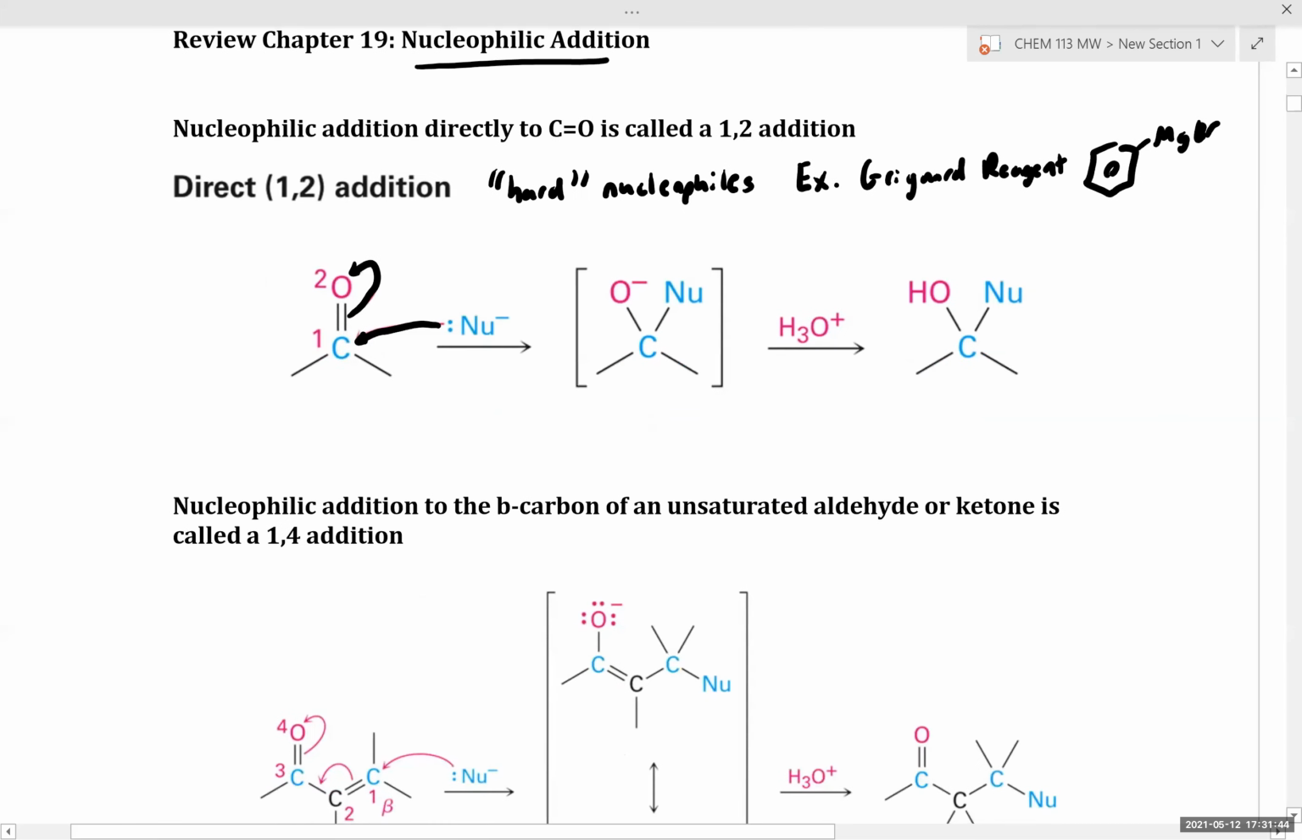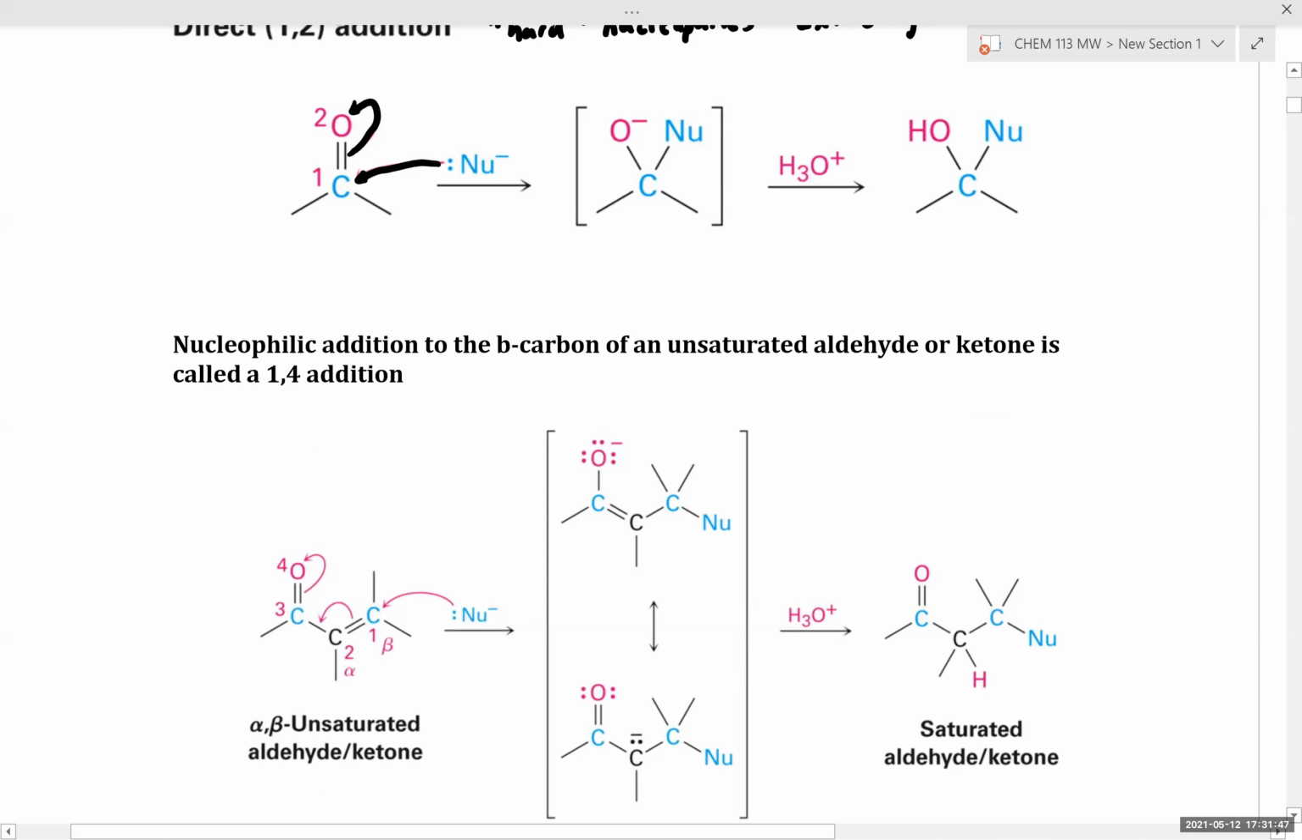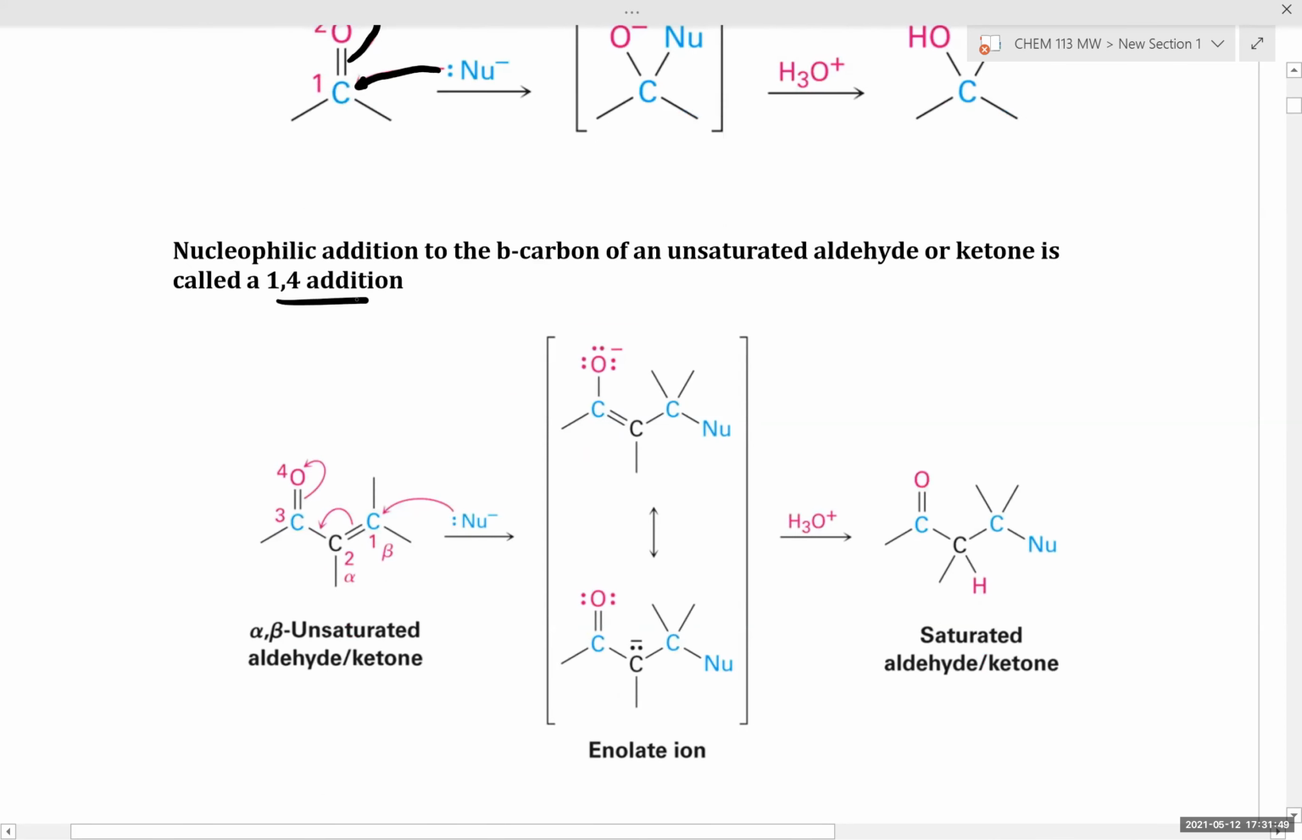Let's look at the other case, which is 1,4 addition, which is addition to the beta carbon of an alpha beta unsaturated aldehyde or ketone. We also can call these unsaturated aldehydes or ketones. In the case of the ketone, we call these enones. In any case, 1,4 addition is addition to the beta carbon of an unsaturated aldehyde or ketone.